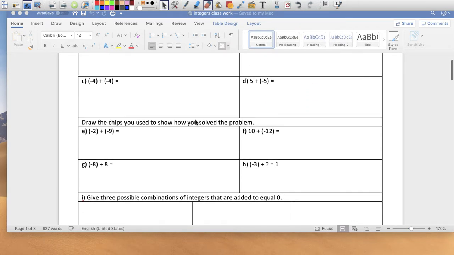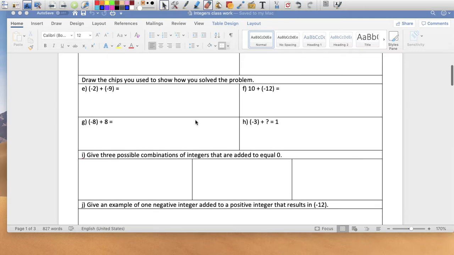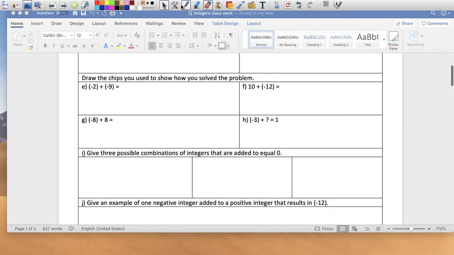Move on. This one says draw the chips. Okay, so maybe I should have waited a little bit to show how you solve the problem. So this one, quickly draw them out. So I have 2 negatives, and I have 1, 2, 3, 4, 5, 6, 7, 8, 9 negatives over here. If I'm adding these two, well, I know they're both negative. If you want to think of them as friendlies and not friendlies, they're both friendlies, right? Because they're both on the same side. They're both negative. So if I add them together, which means combining them, I'm just going to have a bigger group of negatives, which is going to give me -11.